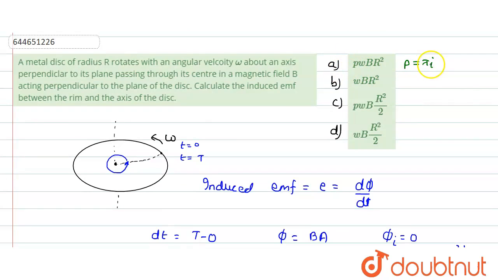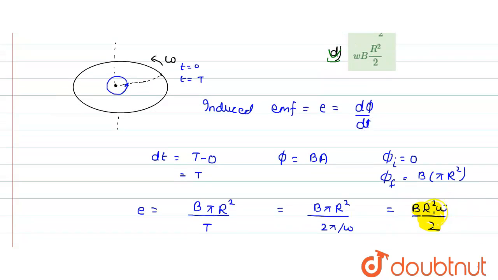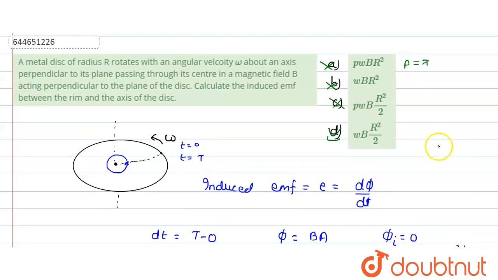This answer would be wrong. So pi omega r B square is wrong, this is also wrong, and pi is not coming, so it would be just omega B r square divided by 2. We can see omega B r square divided by 2. So the correct option is our D option. Hope you understood the solution.